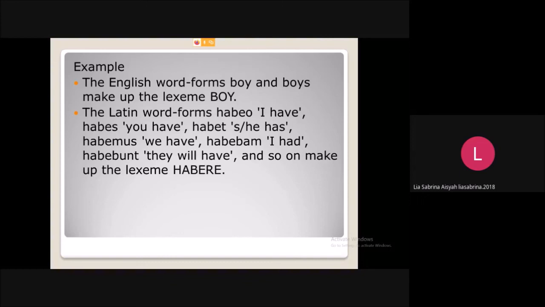The second is the Latin word forms habeo, which means I have, habes, which means you have, habet, which means she or he has, habemus means we have, habebam means I had, habebunt means they will have, and so on, which make up the lexeme habere. We can see that the Latin word forms of habere differ by the use of pronouns like I, you, she or he, we, and the use of tense.